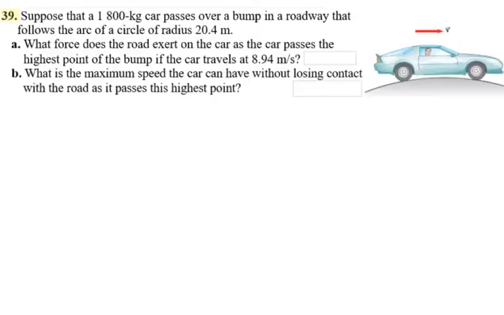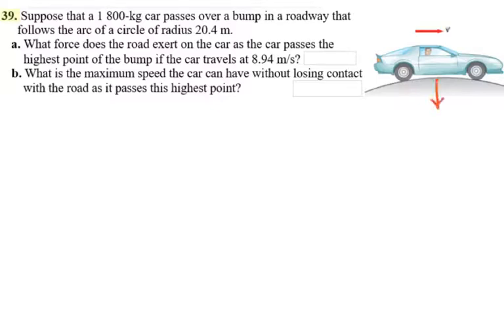Let's look at this question. Suppose that a 1800 kilogram car passes over a bump in a roadway that follows the arc of a circle with the radius 20.4 meters. What force does the road exert on the car as the car passes the highest point of the bump if the car travels at 8.94 meters per second? And what is the maximum speed that the car can have without losing contact with the road as it passes this highest point? So again, let's write all the forces acting on the car.